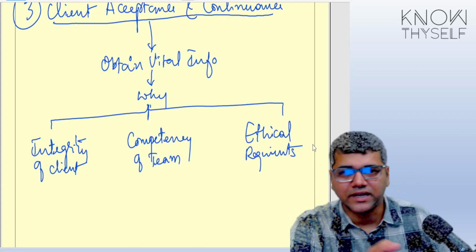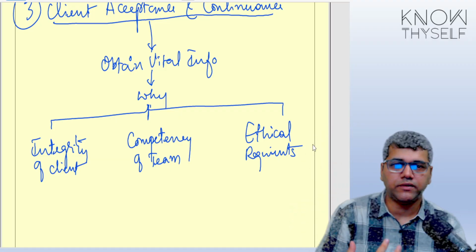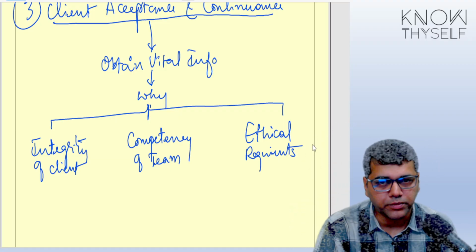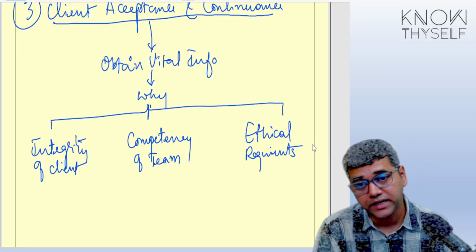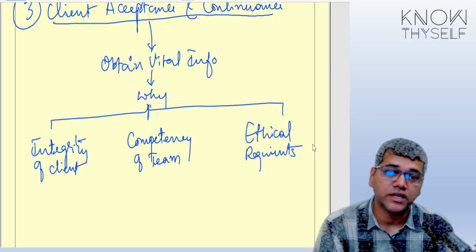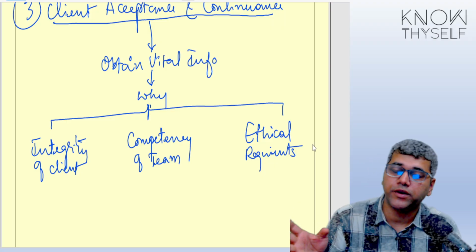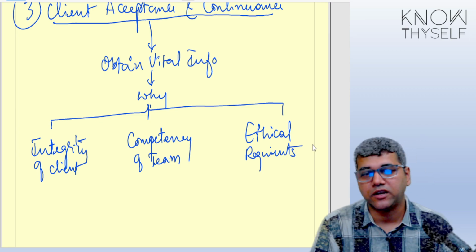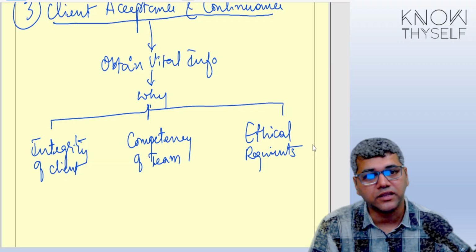So in client acceptance and continuance, you always have to obtain vital information. Why do you have to obtain it? Because you have to decide: is my client integral? Am I competent? Can I comply with the ethical requirement? Because if I am already providing section 144 services, I cannot accept the audit because it becomes an unethical thing. I am not supposed to do that.